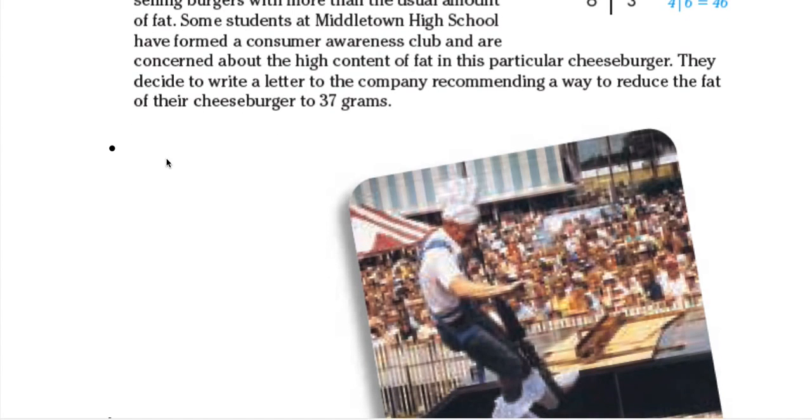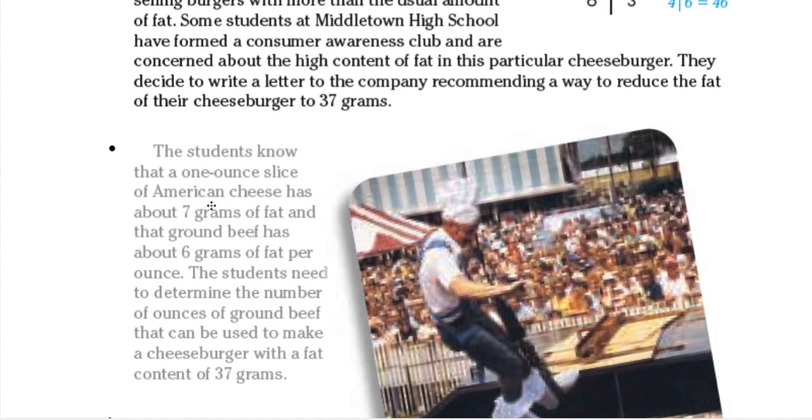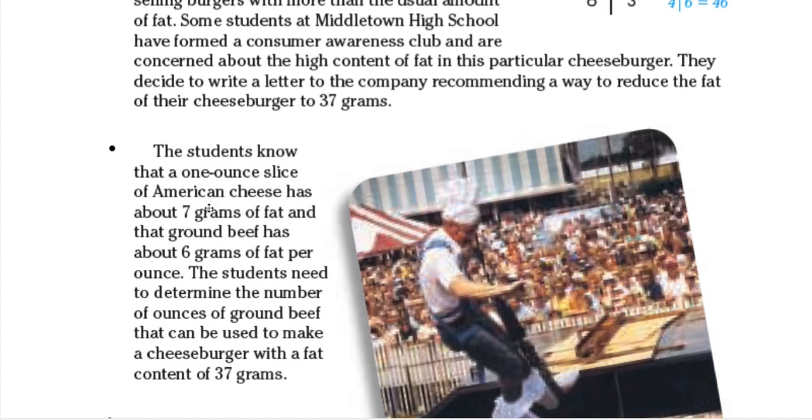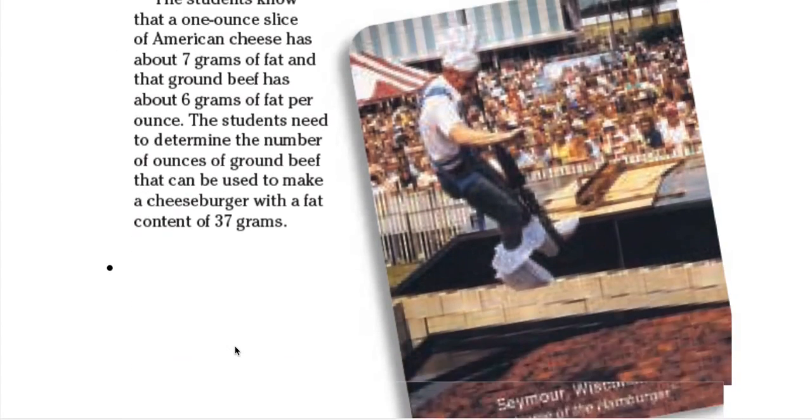So, the students know that the 1 ounce slice of American cheese has about 7 grams of fat, and the ground beef has about 6 grams of fat per ounce. The students need to determine the number of ounces of ground beef that can be used to make a cheeseburger with a fat content of only 37 grams.